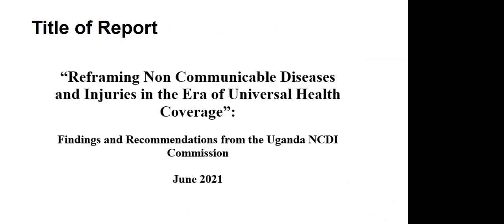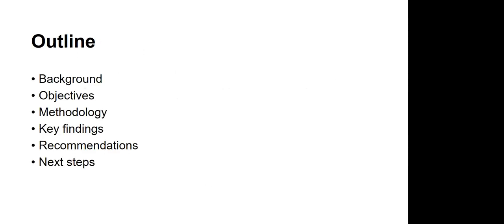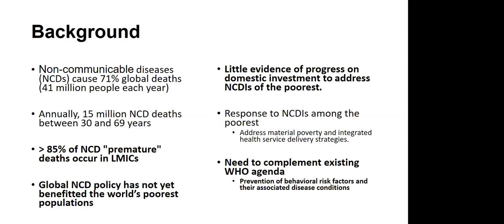So the title of the report is Reframing Non-Communicable Diseases and Injuries in the Era of Universal Health Coverage. So let's keep that in mind. Universal health coverage is the main context. In our presentation, we'll briefly look at the background, objectives, how we prioritize the conditions, the key findings, recommendations, and briefly about next steps.